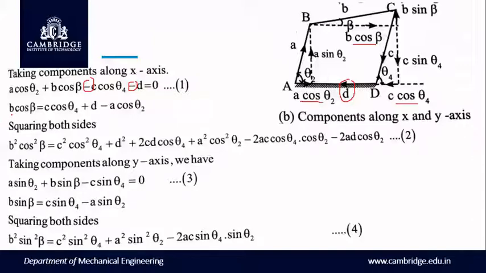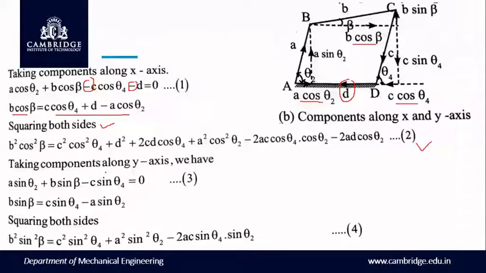Let us take b cos beta to the left hand side and the remaining terms to the right hand side. For this equation, if we square both sides, we get b square cos square beta is equal to, on the right hand side, a plus b plus c whole square format. We know the basics of algebra: a plus b plus c whole square is equal to a square plus b square plus c square plus 2ab plus 2bc plus 2ca. On substituting the corresponding values, we get this equation number 2.